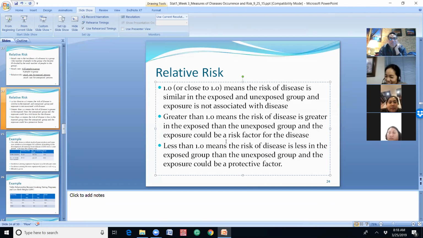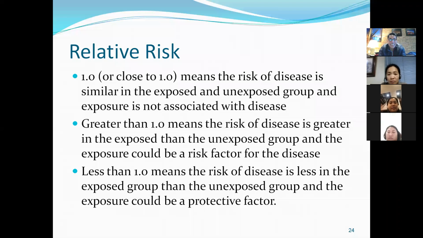And then when the relative risk is greater than 1, just very similar to odds ratio, but in a different context, because this is about exposure. When the relative risk is greater than 1, it means that the risk of disease is greater in the exposed than the unexposed group. And the exposure could be a risk factor for the disease.